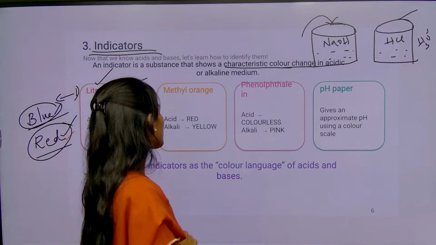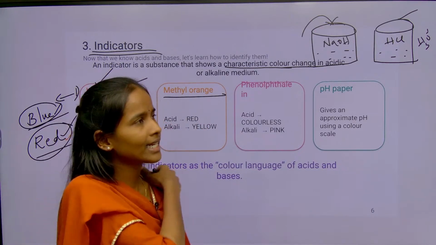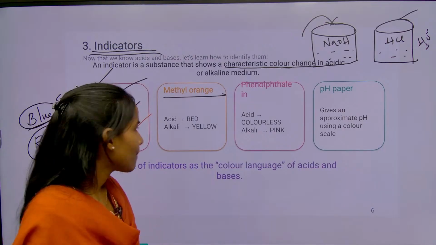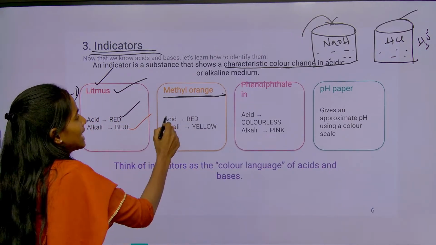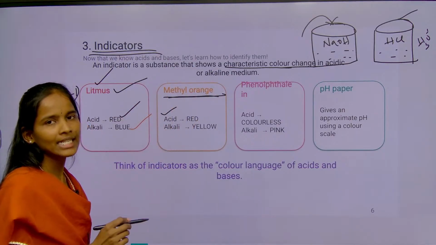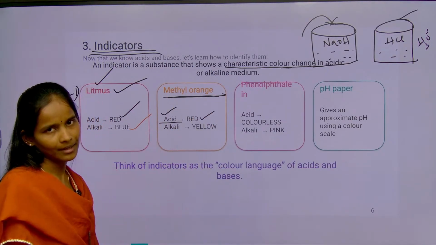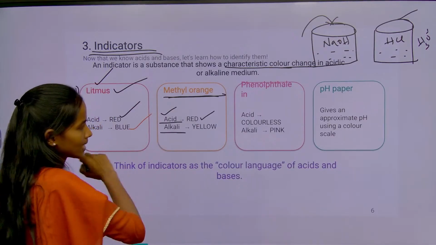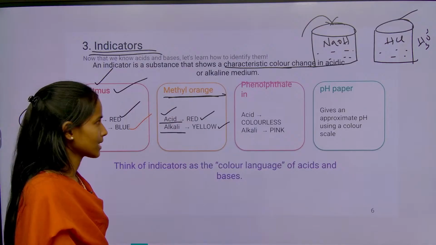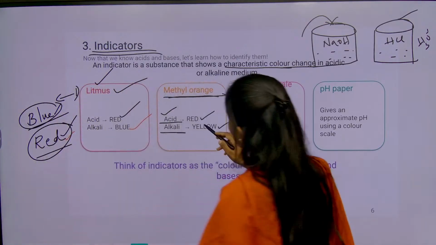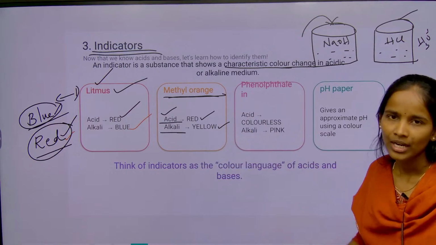Now moving to the next one, methyl orange. This is one synthetic indicator which is prepared by man, human beings. Methyl orange indicator in acids like HCl, sulfuric acid, in the presence of acids it will give red color, whereas in the bases it will give yellow color. Methyl orange indicator in acids gives red color, whereas in bases it gives yellow color.